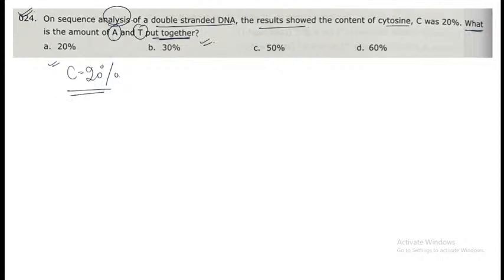So try to find the answer for this question. It is saying you have 20% cytosine being there, so it is asking what is the amount of A and T put together, right? Try to find the answer for this question, everyone. Give it a try.